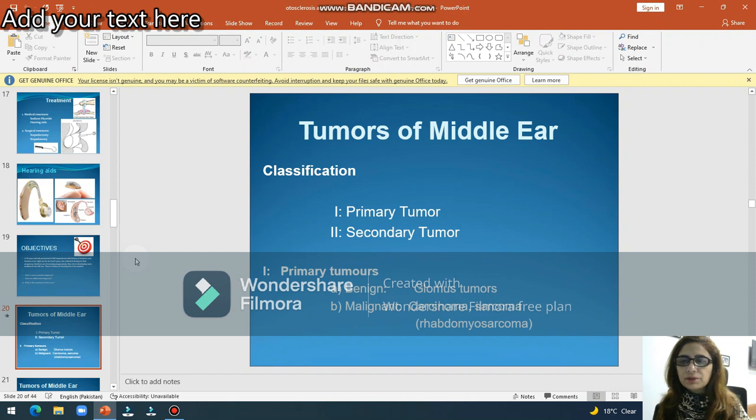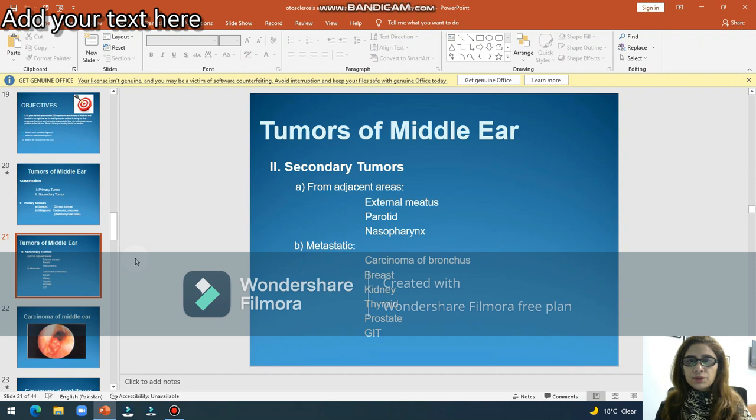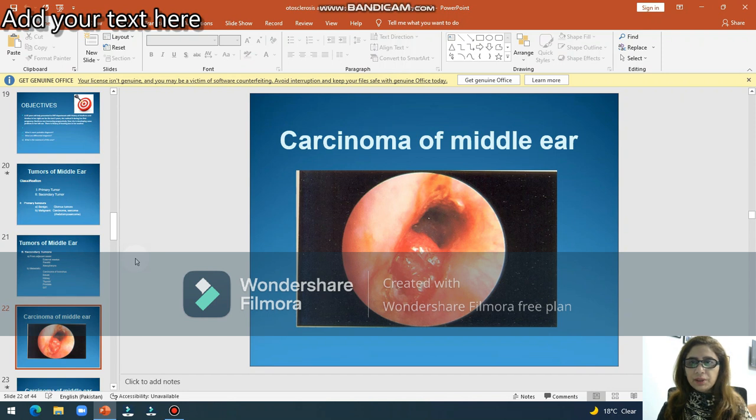Malignant tumors are carcinomas, sarcomas, and rhabdomyosarcomas. Secondary tumors are from adjacent areas. They can involve the external auditory meatus and middle ear. Parotid tumors can involve the middle ear, and nasopharynx tumors can involve the middle ear. Metastatic tumors from distant places, such as carcinoma of the bronchus, breast, kidney, thyroid, prostate, and gastrointestinal tract, can involve the middle ear.